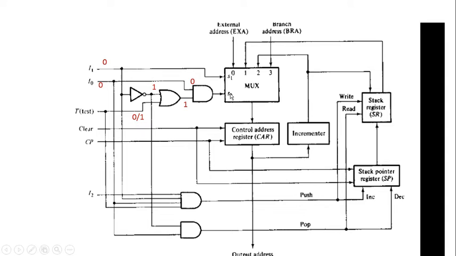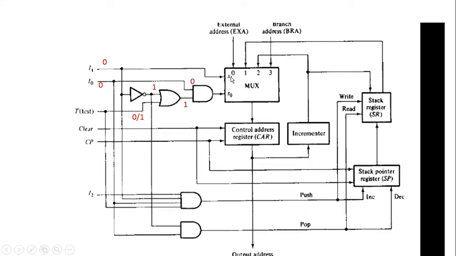If it is 0, 0, this multiplexer selects this particular input, the 0th input. That means it is going to load the address information for a particular microinstruction from an external source, because here we are going to just start the execution of a particular microprogram routine, so we want to load the starting address of that routine from an external source. This will happen when S1 equal to 0 and S0 equal to 0.